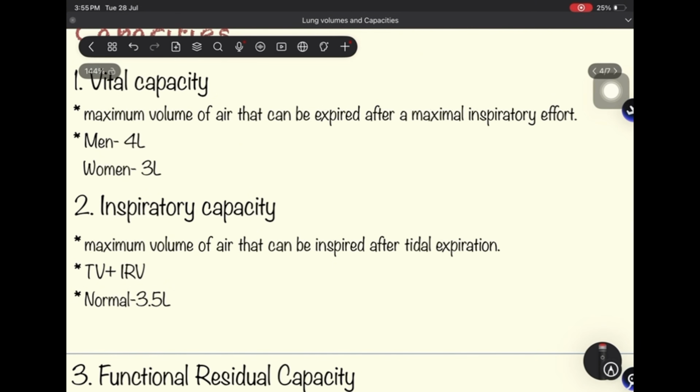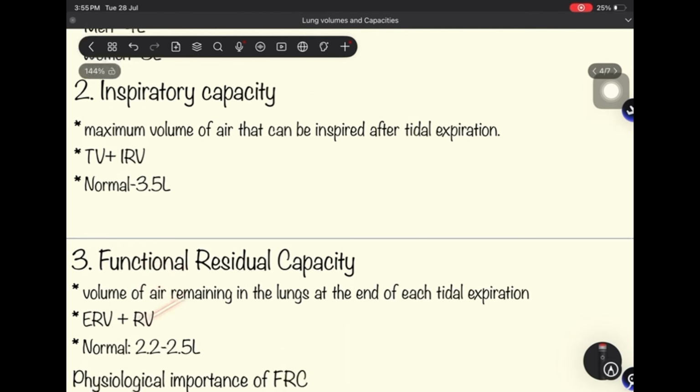The next one is the inspiratory capacity. It is the maximum volume of air that can be inspired after a tidal expiration. That is, you are breathing out normally, and the maximum volume of air that can be inspired after that tidal expiration is known as the inspiratory capacity. It is the addition of tidal volume and inspiratory reserve volume. The normal volume of inspiratory capacity is 3.5 liters.